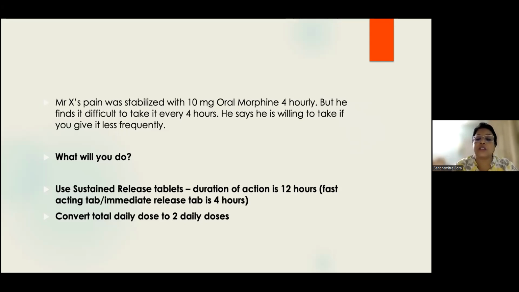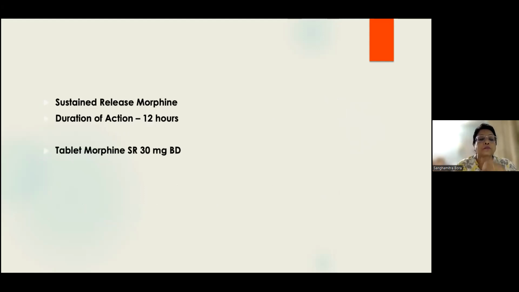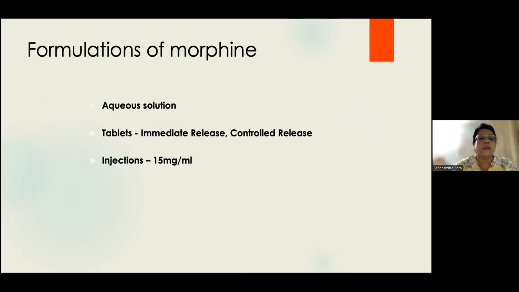The duration of action is 12 hours for sustained release, whereas for a fast acting or immediate release tablet, it is 4 hours. So convert the total daily dose to 2 divided doses. That becomes our sustained release tablet dose. The duration of action is 12 hours, and we have morphine SR tablets, 30 milligram BD. So these are the formulations of morphine.